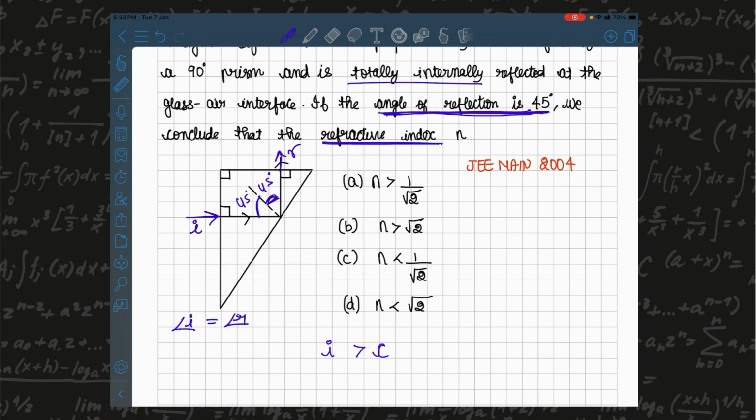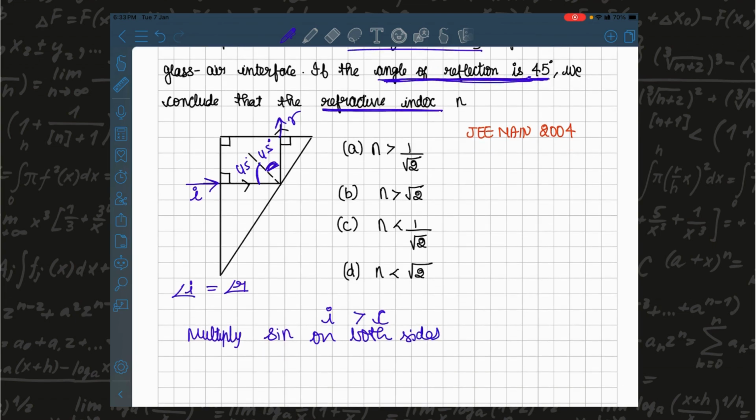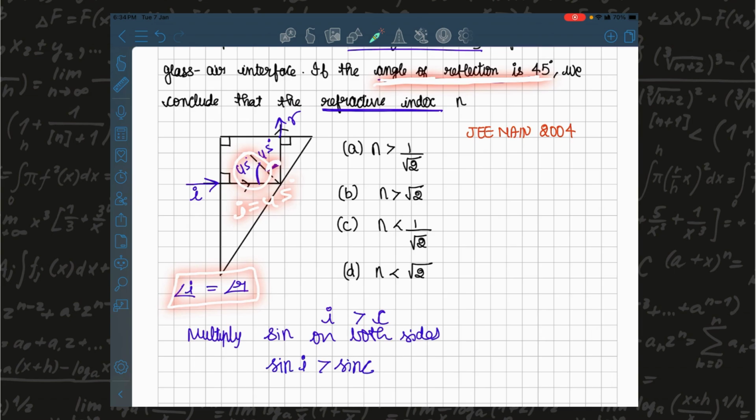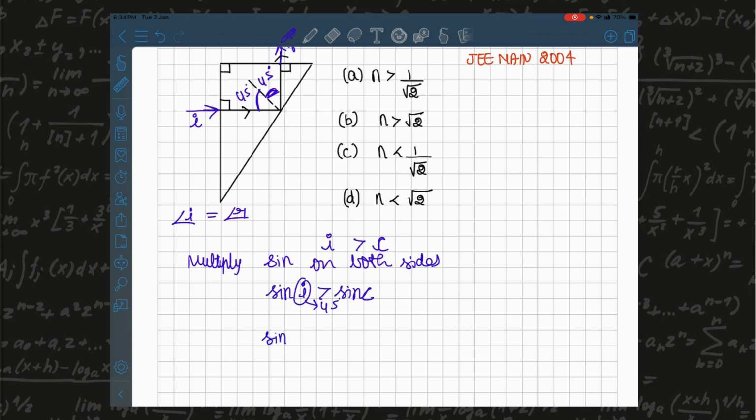Now multiply sine on both the sides. If you do so, you get sine I greater than sine C. From here, you know that I is equal to 45 degrees, because from this line we found out that the angle of reflection is 45 degrees, and we know that the angle of reflection is equal to the angle of incidence, and hence I can write 45 instead of I. So sine 45 greater than sine C. Sine 45 is 1 by root 2, greater than sine C.